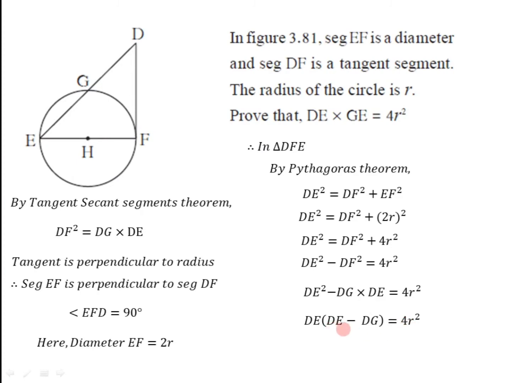Now if we observe the diagram, DE minus DG should be GE. If we subtract DG from the larger segment DE, we get GE. That's why instead of DE minus DG, we can write GE. So we get DE into GE is equal to 4r square. That is what we wanted to prove.